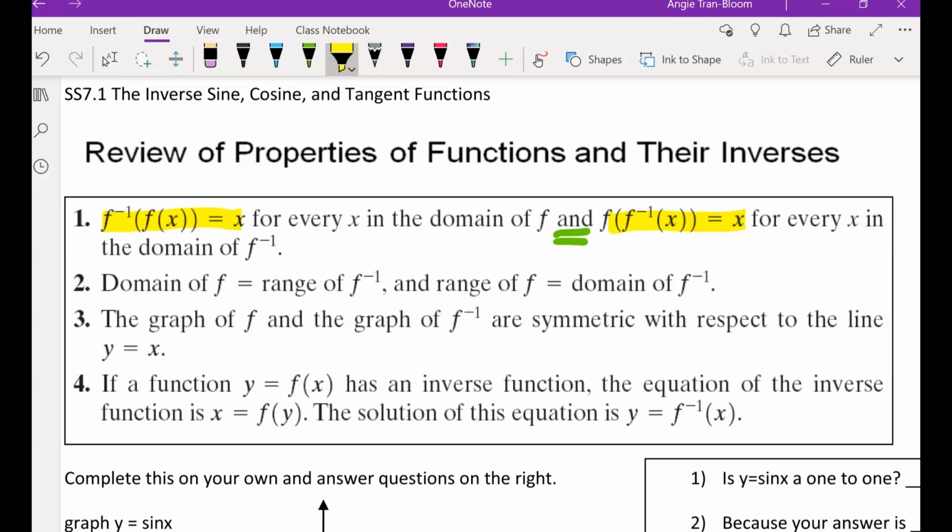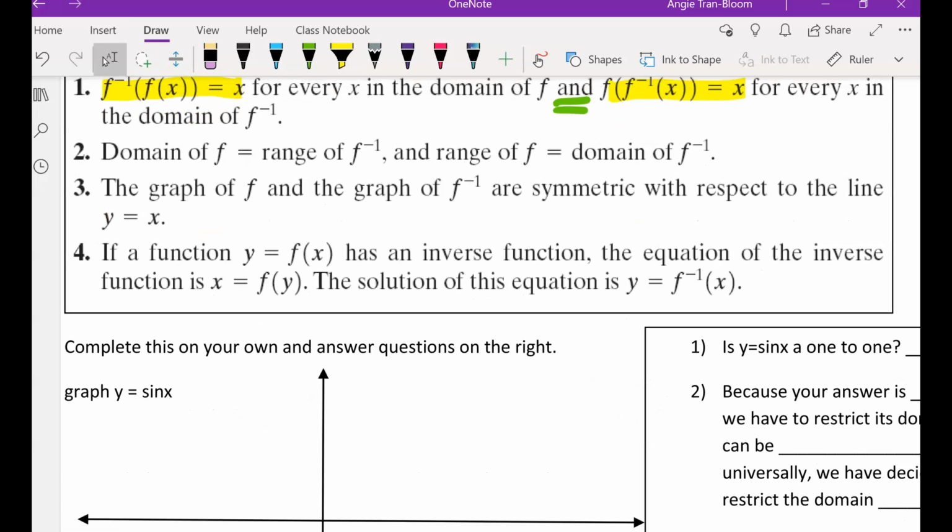Now, this one says the graph of your regular function, which is f, and the graph of your inverse are symmetric with respect to the line y equals x. Remember, we talked about symmetry with respect to the y-axis, and we talked about symmetry with respect to the origin. So now y equals x, what kind of line is that? Diagonal? Yeah, just a simple straight diagonal line. So if I fold on that line and they line up perfectly, then those two functions are inverses of one another. That's why the composition equals what? X. Okay, so they're all related.